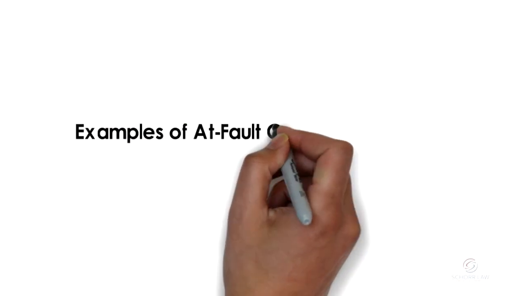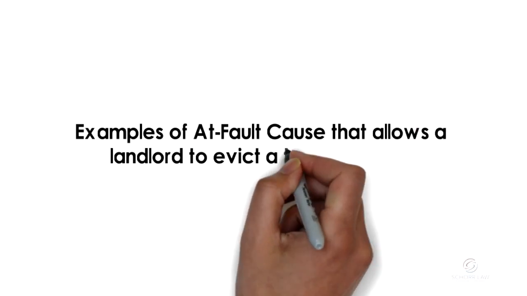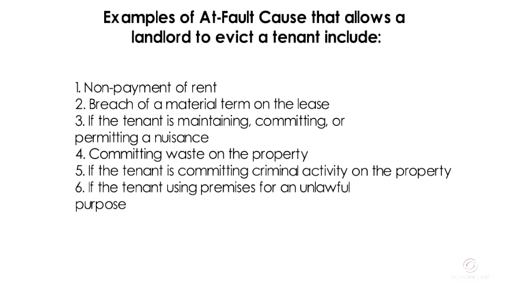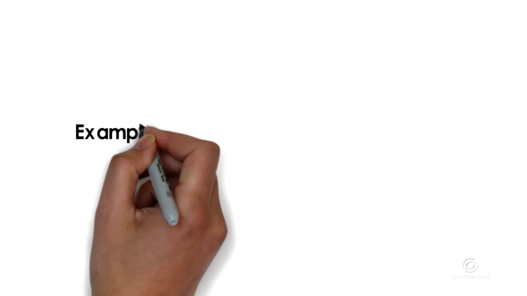Some examples of at-fault cause which allow the landlord to evict the tenant include non-payment of rent, breach of a material term on a lease agreement, if the tenant is maintaining, committing, or permitting a nuisance, if the tenant is committing waste on the property, and if the tenant is committing criminal activity on the property.